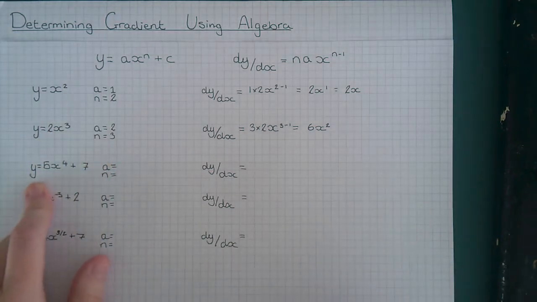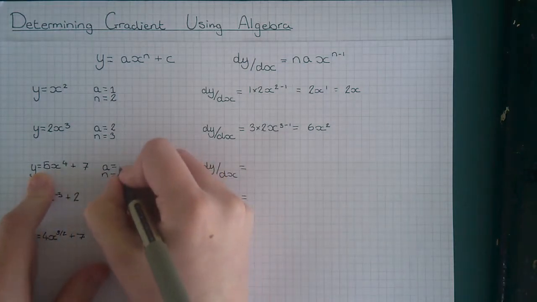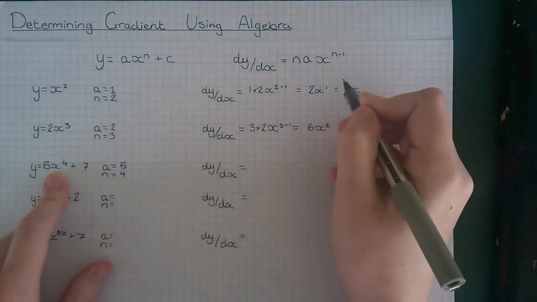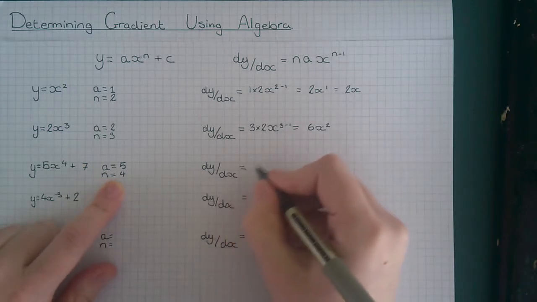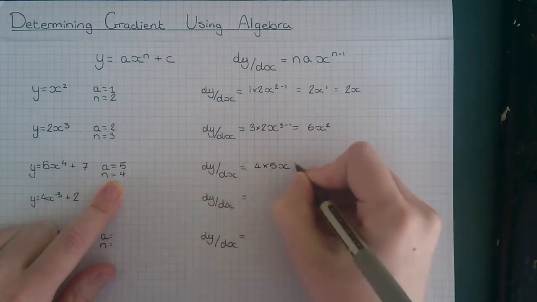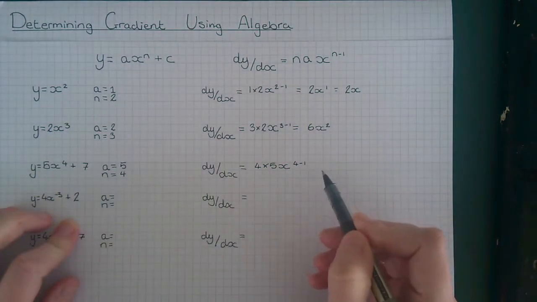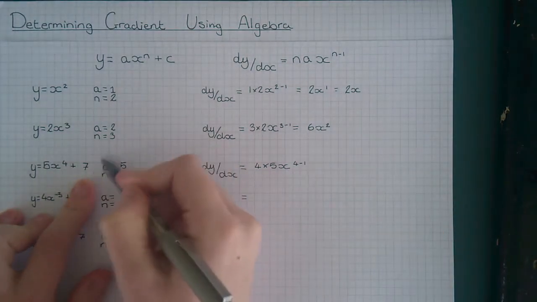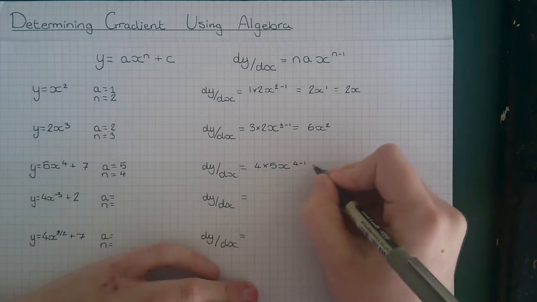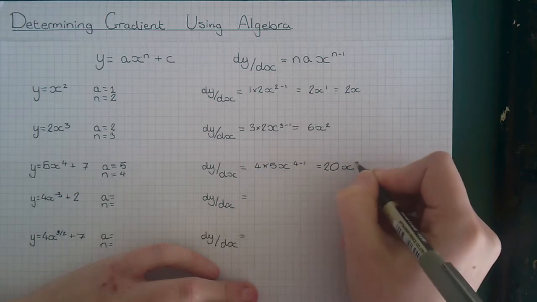Our next equation is y equals 5x to the power of 4 plus 7. A is 5, n is 4, and using our general formula again, dy by dx equals 4 times 5x to the power of 4 minus 1. As I said before, the constant doesn't show up on the other side because it's not got an x value, so it just doesn't cross over. 4 times 5 is 20, and 4 minus 1 is 3. So 20x to the power of 3.